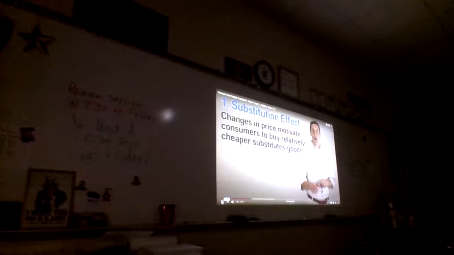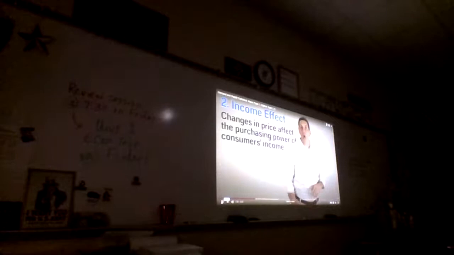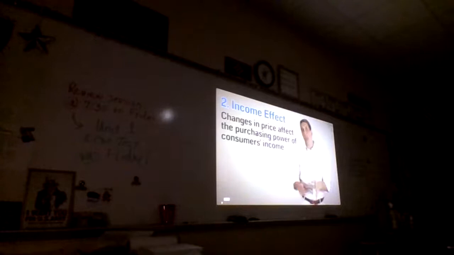Now the income effect says that when the price goes down, people buy more milk because their purchasing power has increased. So if you go to a store and you find out the milk is on sale, it only costs $1 for a gallon of milk. You're going to buy more because you can buy more. The amount you can buy with each dollar has increased. And of course, it goes the other way. If the price goes up for milk, people are going to stop buying milk because their purchasing power has decreased. Each dollar gets them less milk.